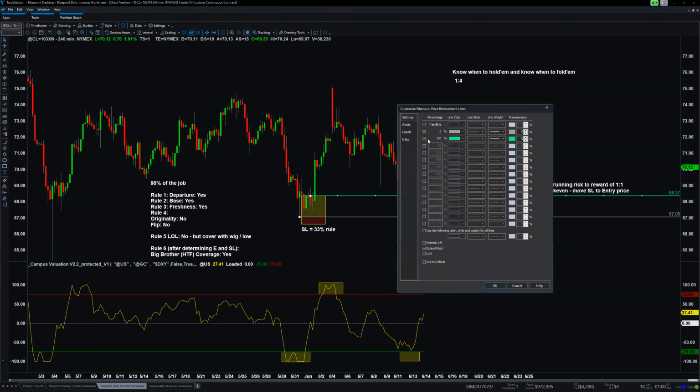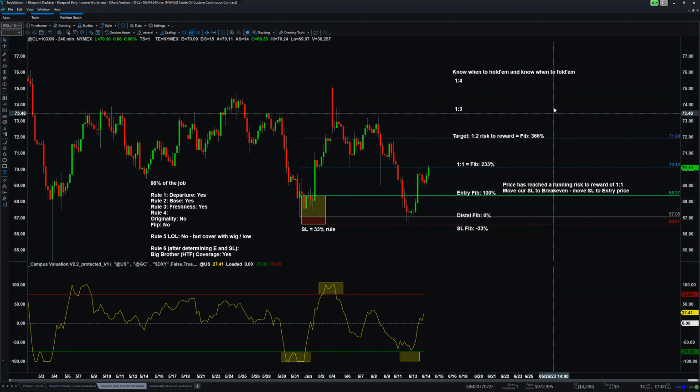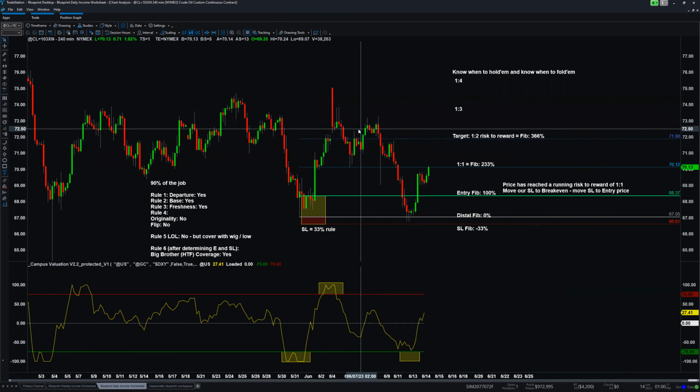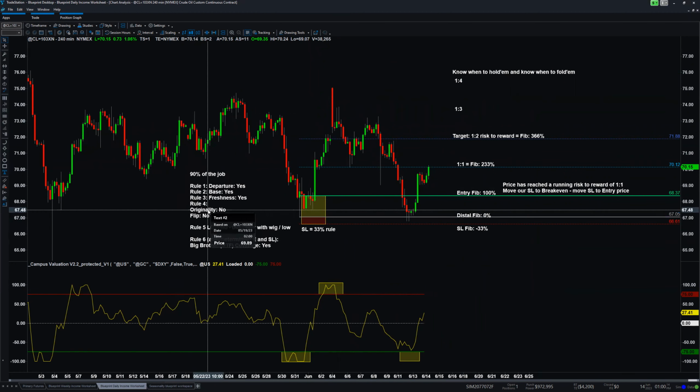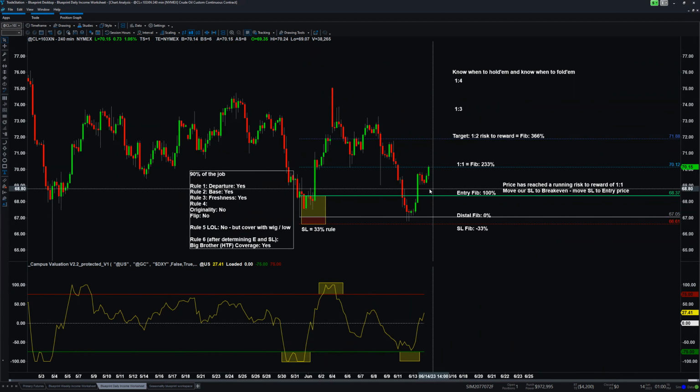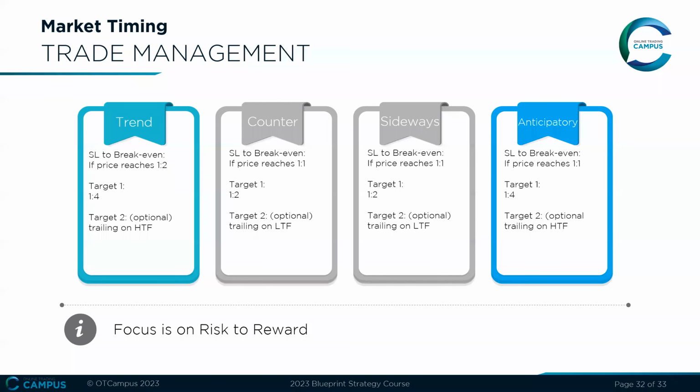So here, what do I need? I just need the minus 33. I need the 1 to 1, and I need the 1 to 2. Here we go. And now we've got all our lines in our chart. We're objectively managing that trade. It became a zero-sum game. And best case scenario, we make a 1 to 2. Worst case scenario, we don't win, we don't lose. Now that is the know when to hold them, know when to fold them for a sideways trend.